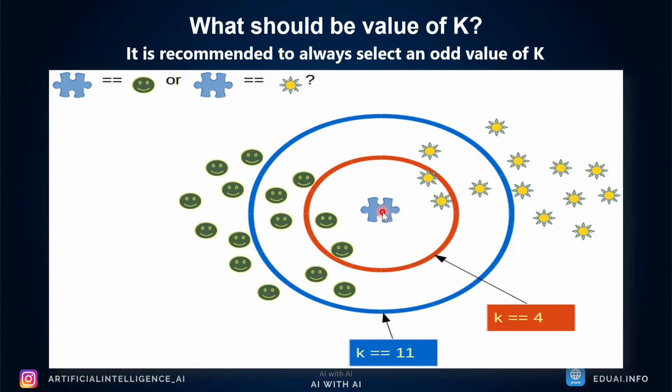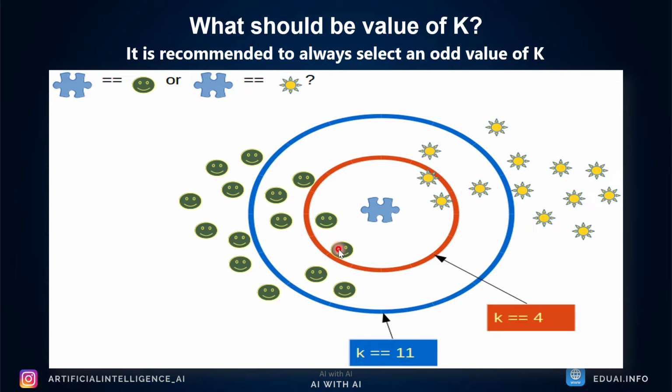But if I select an odd number, let's say 11 this time, I calculate the distance between the data points and select the 11 data points which fall nearest to me. Based on this, we can simply see we have 7 smileys and just 4 suns. So the classification of this new data point would be a smiley. Now I can make the decision. You're getting my point. The conclusion from this discussion is that the value of k should be an odd value. It should not be an even value.